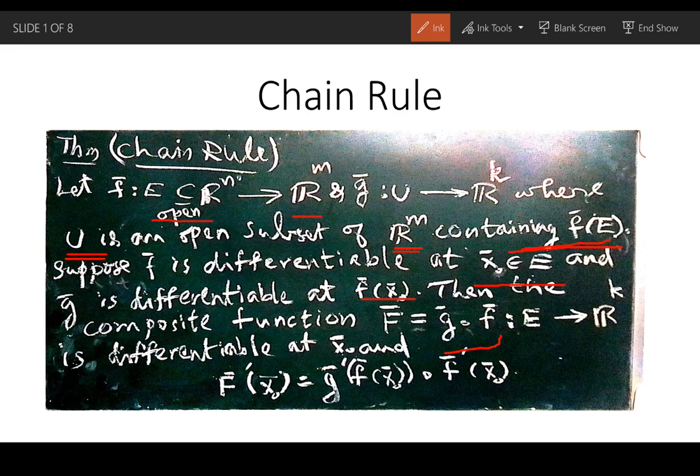Then the composite function F is equal to g composite f. This is a vector valued function, so that's why I am putting a line above f, g and capital F also. Then vector F is equal to vector g composite vector f from E to Rk is differentiable at the point x0, and the derivative of capital F, F dash at the point x0, is equal to the derivative of g at the point f of x0, g dash at f of x0, composite with the derivative of f at the point x0. So this is the chain rule. We shall prove this.